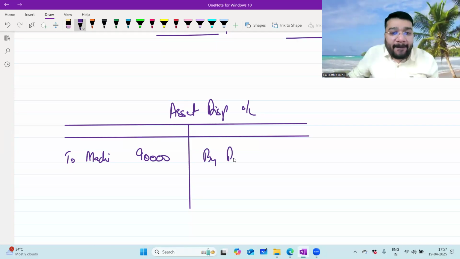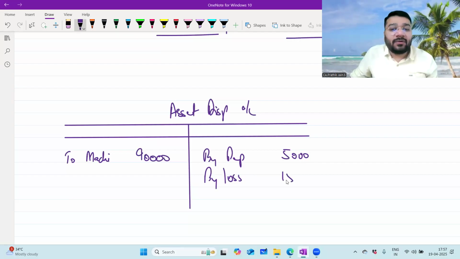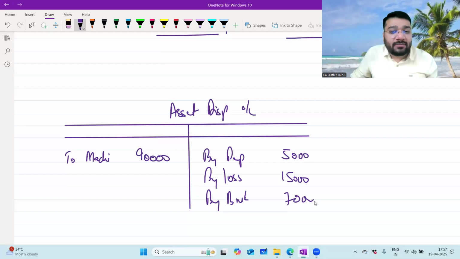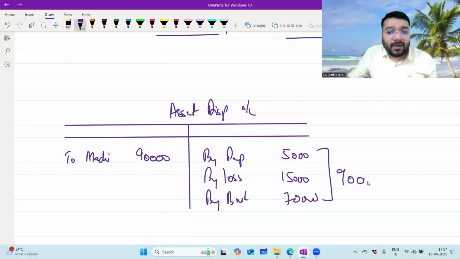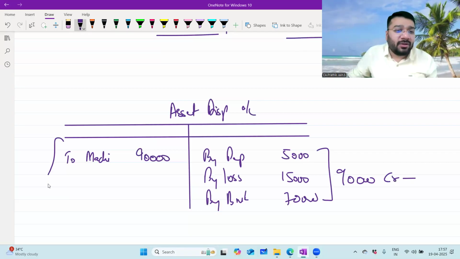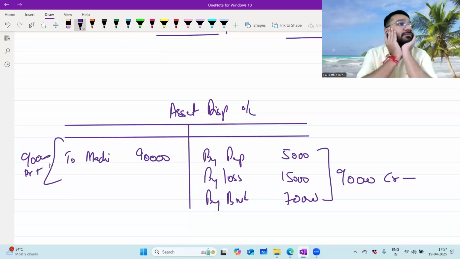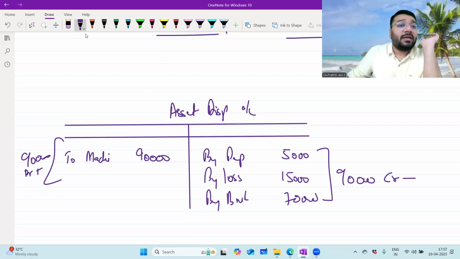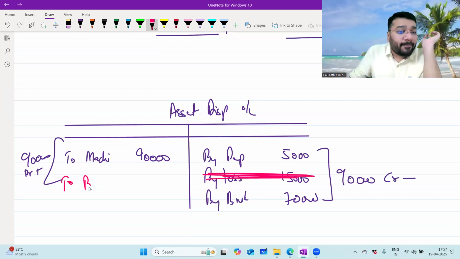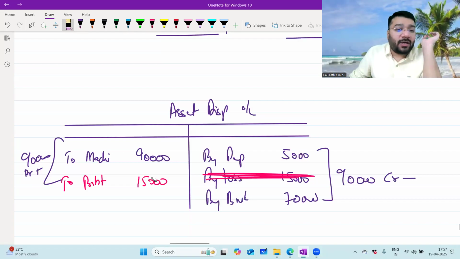So by depreciation, 5,000. By loss, how much? 15,000. By bank, how much? 70,000. Total is how much? 90,000 credit, minus. Total here 90,000 debit, plus. Any problem here? Sir, in foundation, we use the... Wait, I heard your query. Now, if there is a loss, if there is a profit, then to profit will come. How much is profit? 10,000. No, sorry. 10,000 is profit.